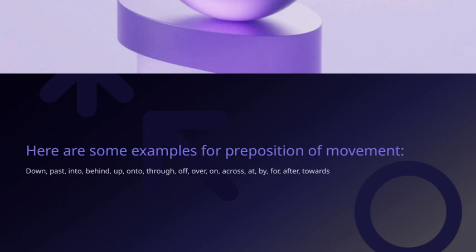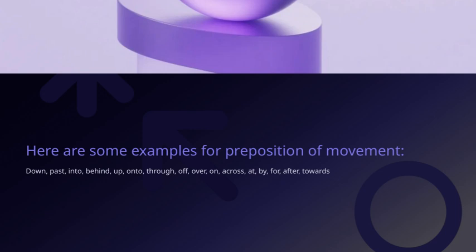These words help us describe the direction or movement of objects and people in space, starting with down, which indicates movement from a higher position to a lower one. Then we have past, meaning moving beyond something or someone. Next is into, showing movement from outside to the inside of a space. Behind refers to moving at the back of something. Moving up suggests going from lower to higher. Onto indicates movement toward a surface.